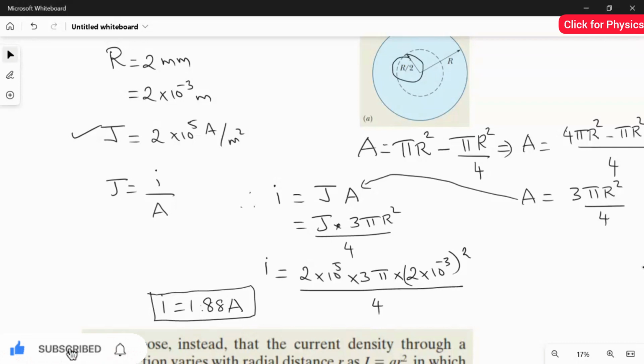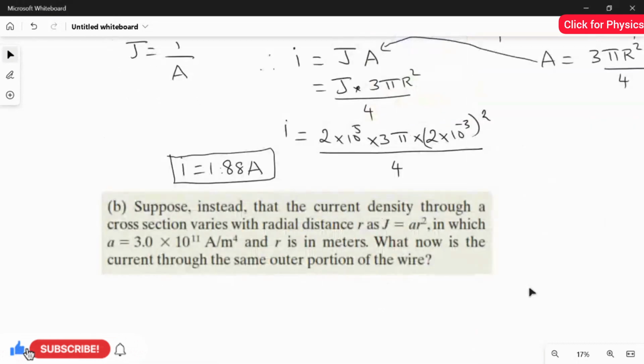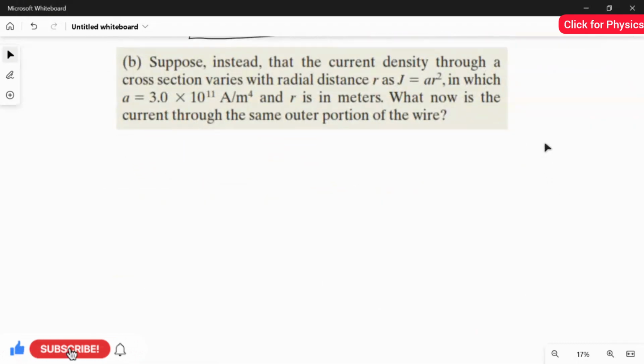So here we just find the current, because for the uniform cases, if the current density is uniform, then the current value is 1.88. If the current density is not uniform, then the answer will be different, because you have to find the integration. You have to apply the integration for getting the answer. If the current density is not uniform, then you have to apply the integration rule. So I think the first part is very easy. So now we have to go for the second part, and you have to read this question very carefully.